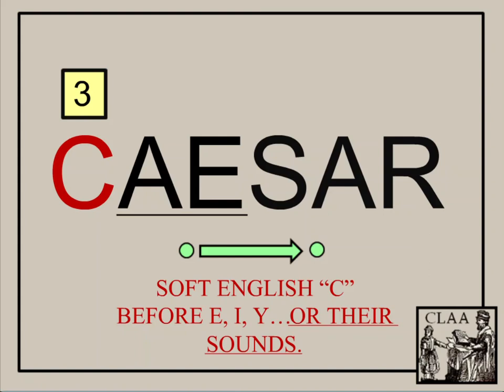You may remember that we learned the letter C is read with the soft sound before the letters E, I, and Y. But what you should really remember is that we read the English letter C with a soft sound before the letters E, I, and Y, or before their sounds. In this word, we see the letters A and E, but they make the sound of the letter E. That's why we read it with a soft English C.